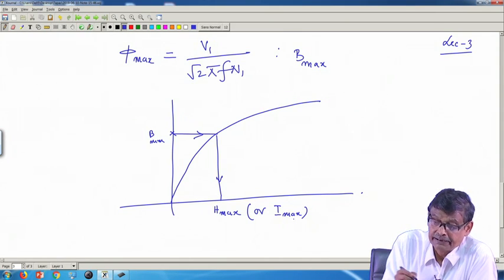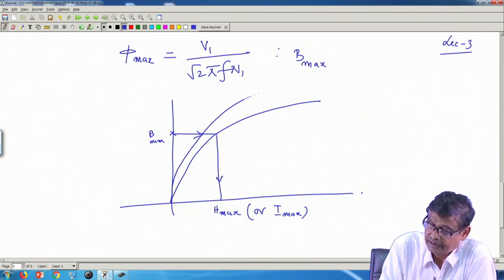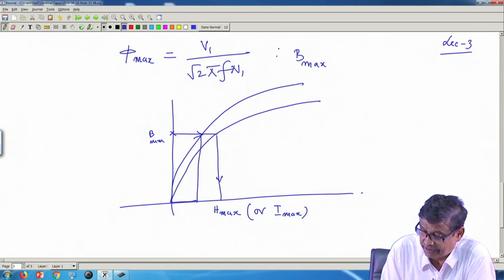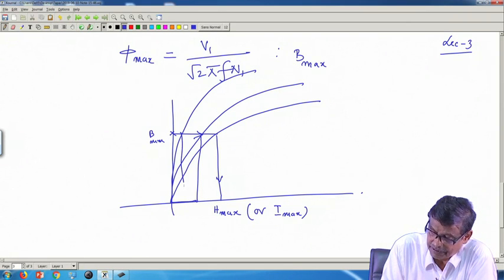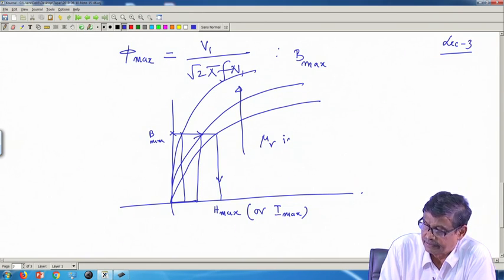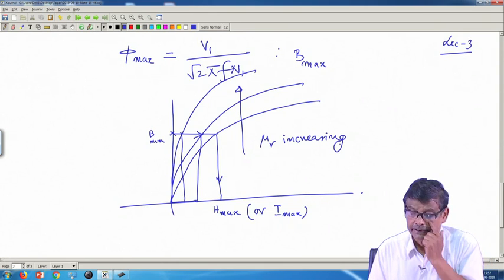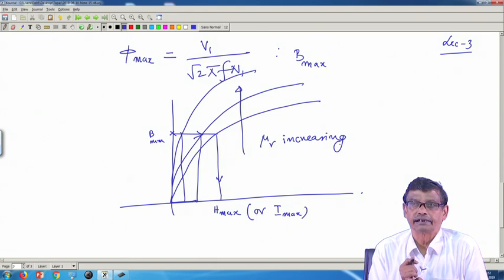And another important thing I told, if you have better and better magnetic material, another material, then the current needed will be only this much, not this much. Have another better material, current will be needed this much. So, essentially this mu r is increasing. Okay. Now, I will be telling you about the ideal transformer.